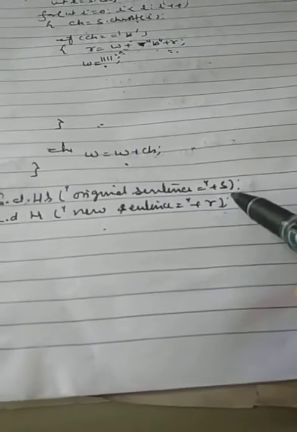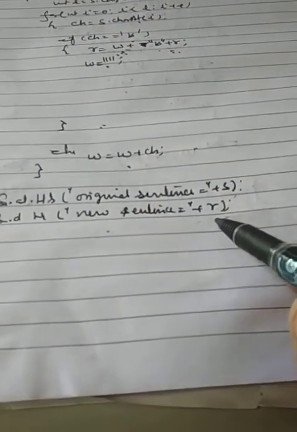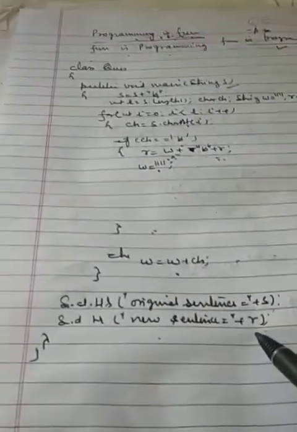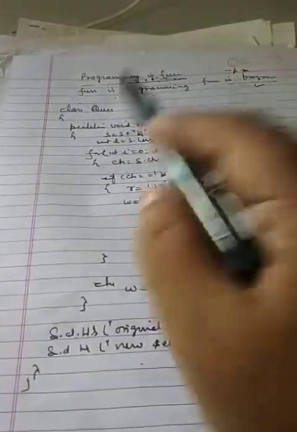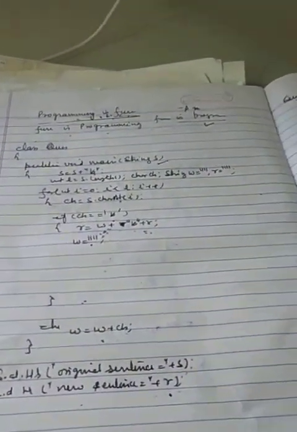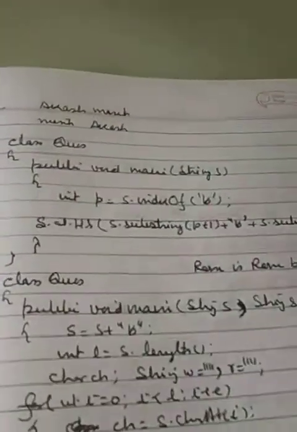This is a very good question. So the original sentence is in S and the reverse sentence is in R. This question I have not given in the assignment. You just note it down: enter a sentence, say programming is fun, and print it in reverse, that is, fun is programming. So any sentence you enter, you can reverse it.